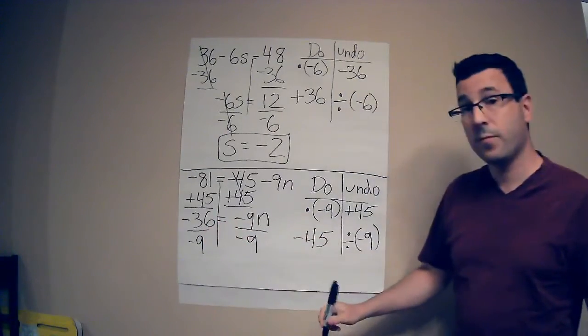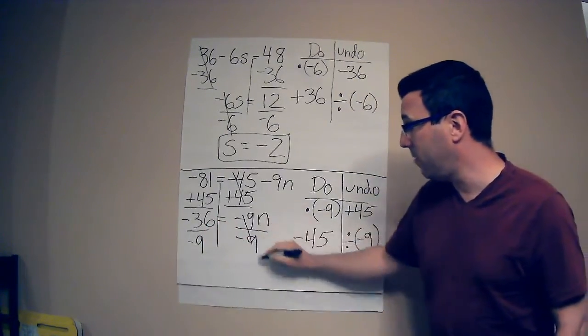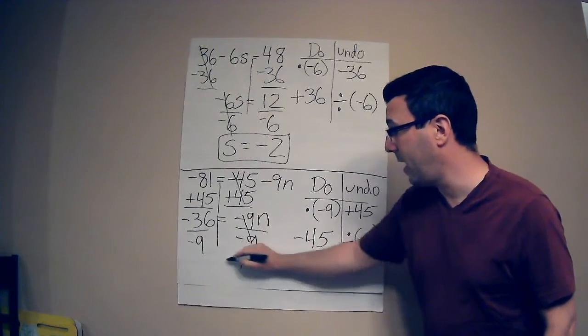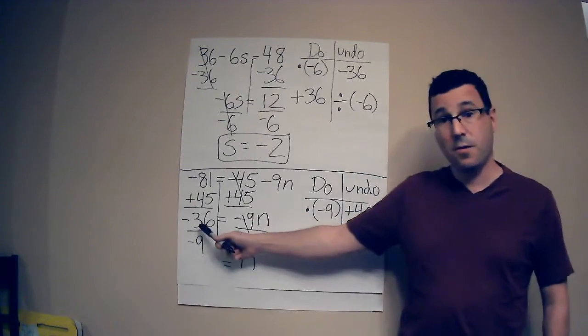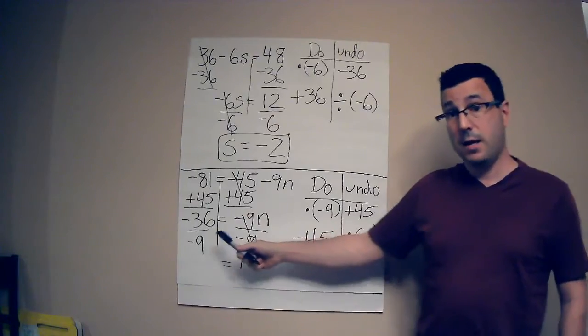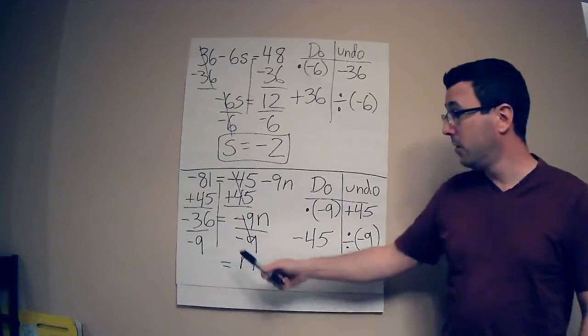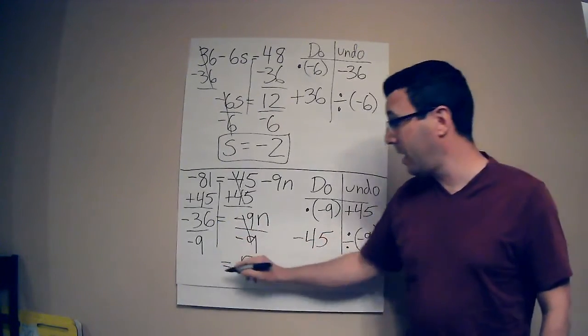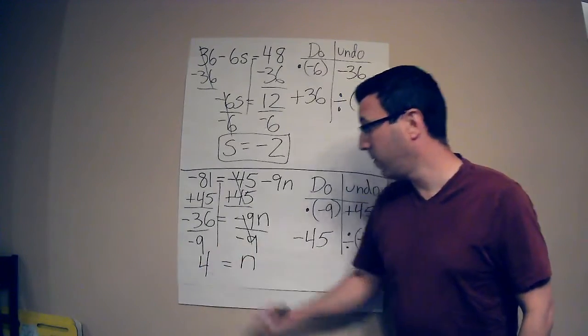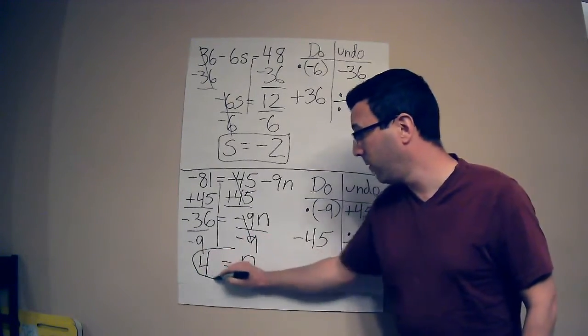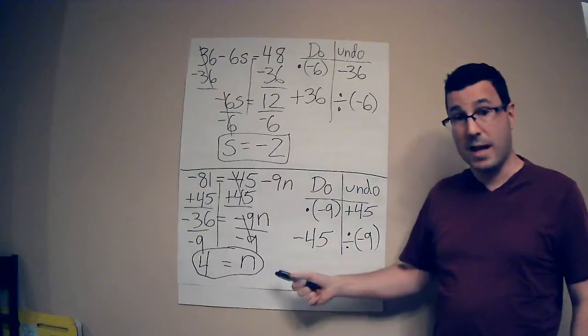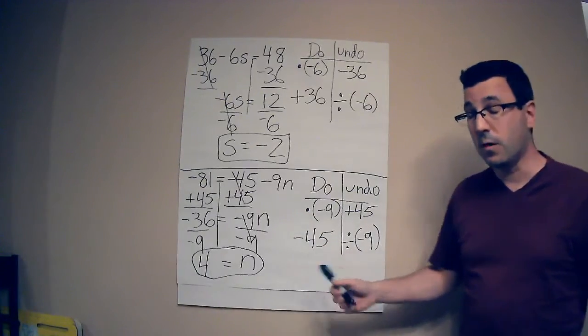Boom. These cancel out, and we're left with n. Over here, negative divided by a negative, positive. 36 divided by 9, 4. And that's our answer. Okay?